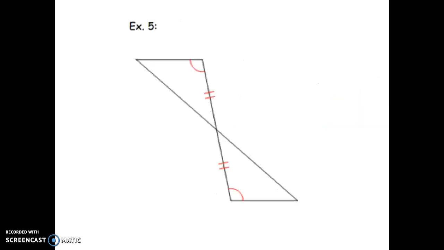Example 5. Again, label. We got an angle, side, side, angle. And here we have vertical angles. So here's an angle and an angle. So as I read this, I see I have angle, side, angle. Check the second triangle, angle, side, angle. They both say ASA, so these two triangles are congruent by the angle, side, angle triangle congruence theorem.